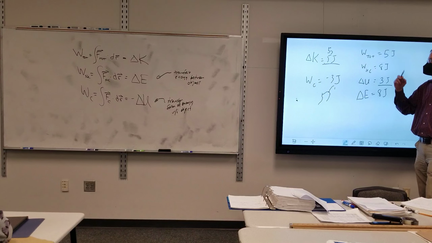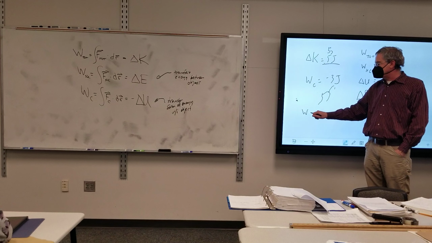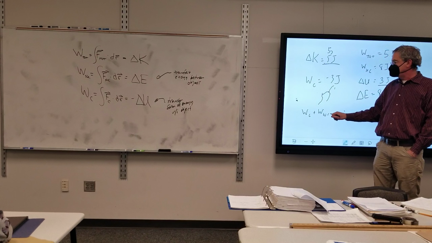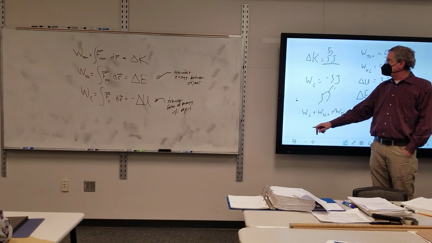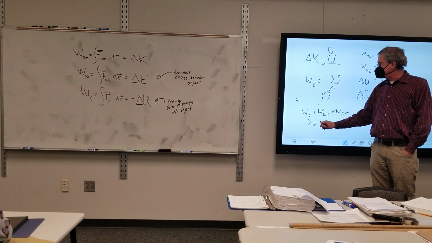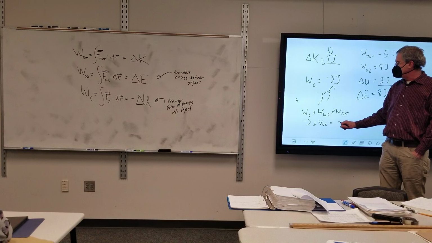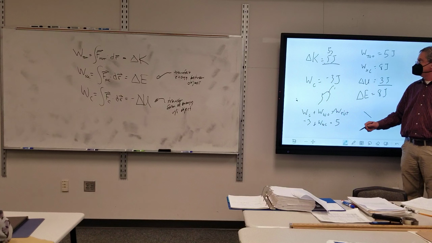Or, the total work is 5 joules, the conservative work is negative 3 joules, and I know that conservative work plus non-conservative work is equal to the total work. So mathematically, negative 3 plus the non-conservative work is equal to 5. And solve, you get 8.